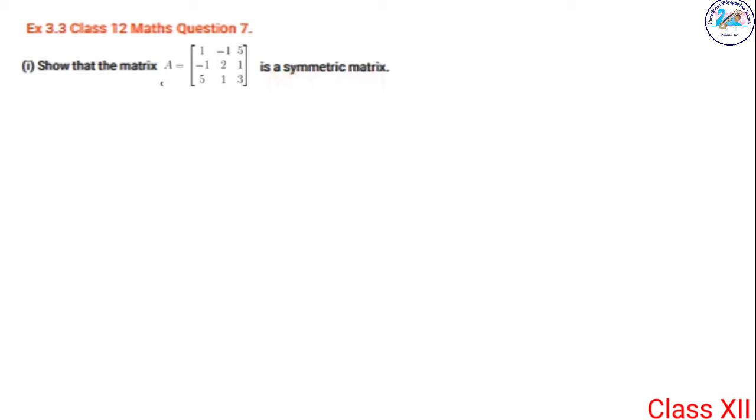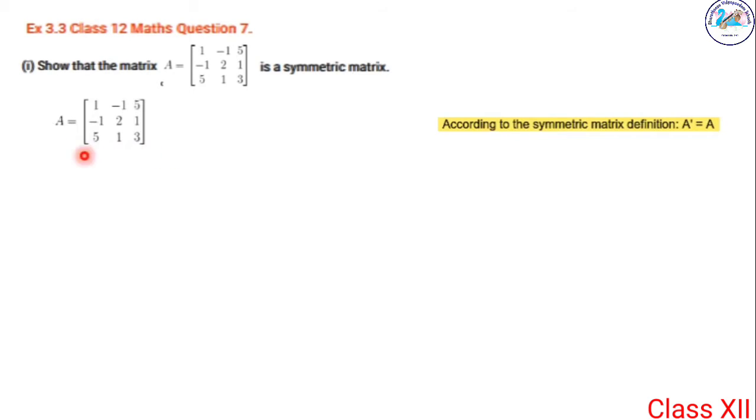So we know the condition of a symmetric matrix. We have to recall it. If a matrix is said to be symmetric, then A transpose should be A. If this condition is satisfied, then we can say that the matrix is symmetric. So we have to write the given matrix. A is equal to the given matrix, that is 1 minus 1 5, minus 1 2 1, 5 1 3. Then we will go for its transpose. 1 minus 1 5 will come, here it is in a row, and will change here as a column.